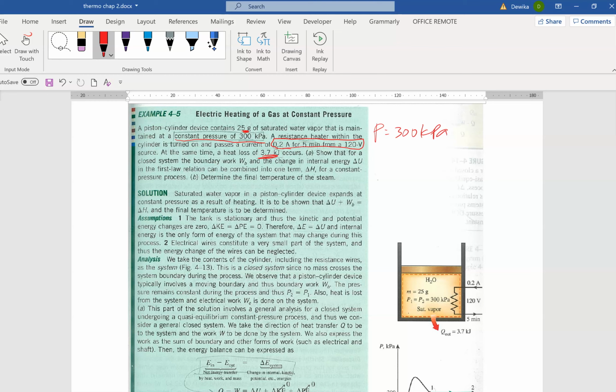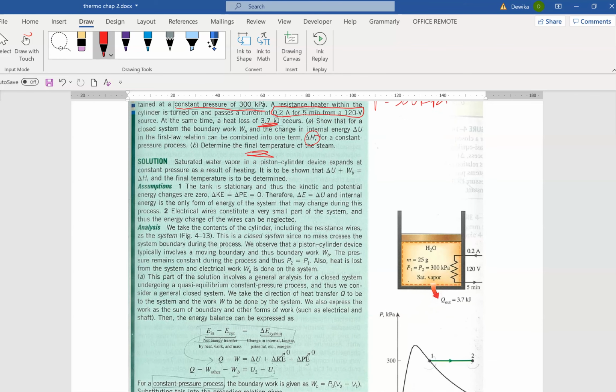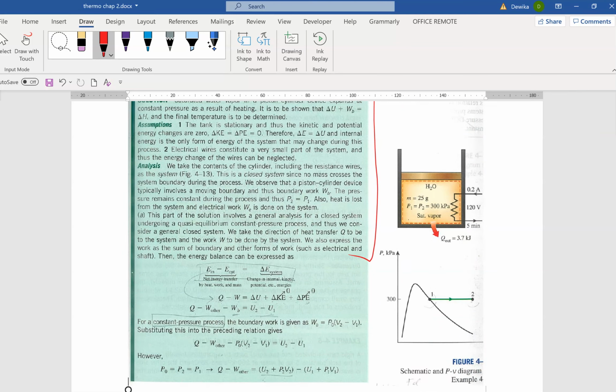So now what you need to do for this question is show that for a closed system, the work boundary and the change in internal energy in the first law can be combined in the term of delta H. You remember the derivation that we did just now? We just need to prove that. And then your last work is to determine the final temperature. So this part of it is just an explanation. You can just read up by yourself. I'm going straight to the formula.